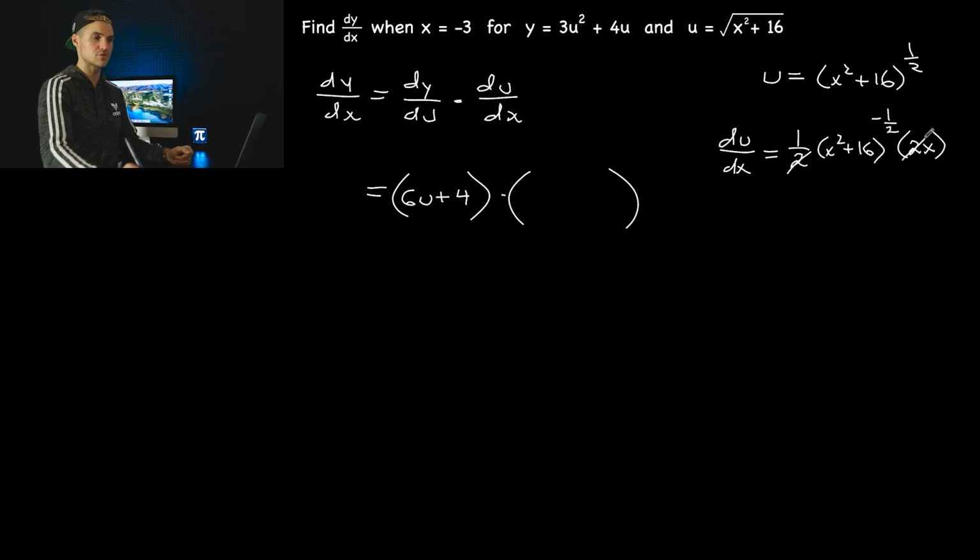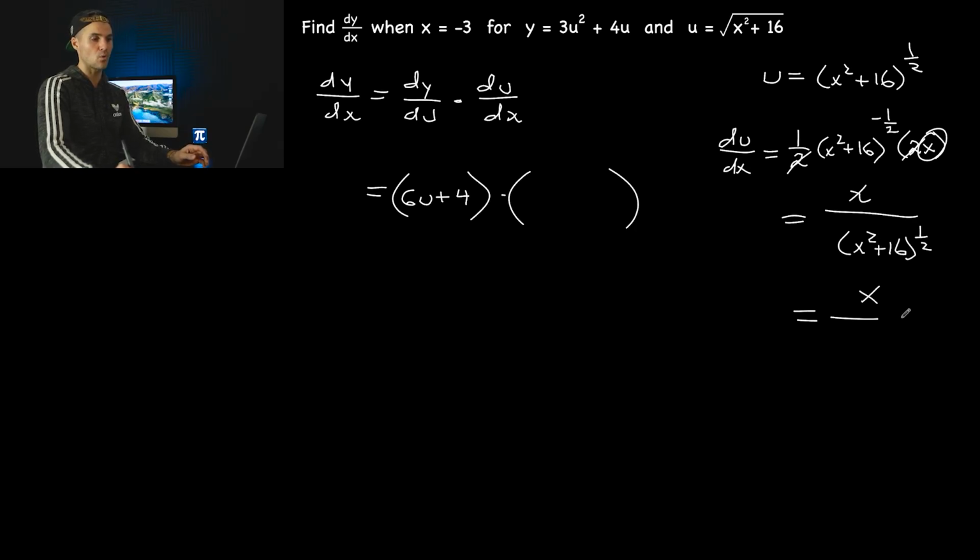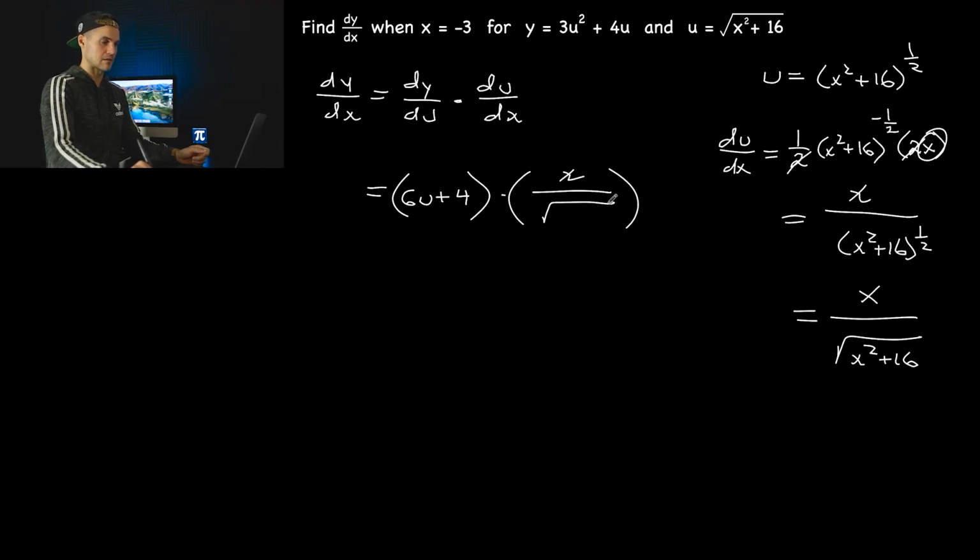And then notice that these 2's cancel out, and then this x squared plus 16 to the negative a half, we could bring down. This x here stays at the top, right? So that would be x squared plus 16 to the power of a positive half, which is x over root x squared plus 16, like that. So this du/dx ends up being this right here.